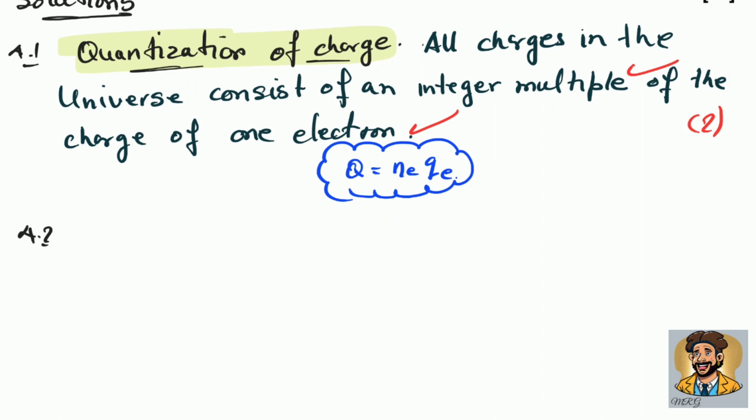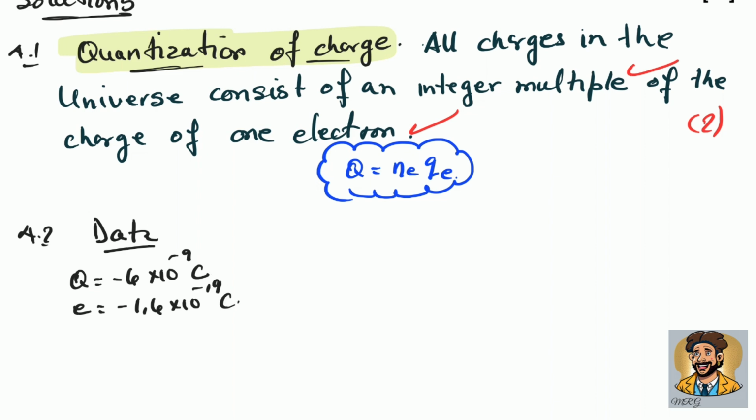Now, what data do we have here? First, we have the charge. Charge is equal to minus 6 times 10 to the minus 9 coulombs. We also have the charge of one electron. It's given to you, and that one is negative 1,6 times 10 to the minus 19 coulombs. And then you're looking for the number of electrons. Guys, the formula is right here. That is the formula we are going to use.